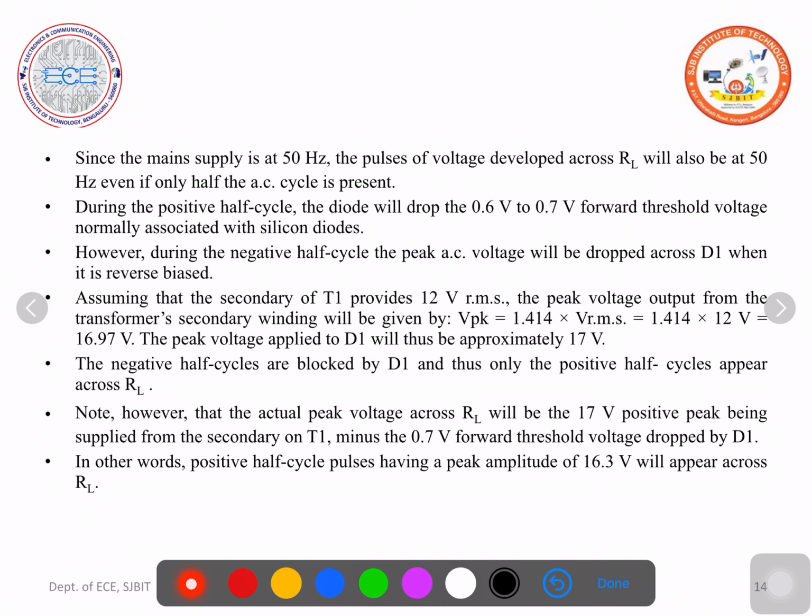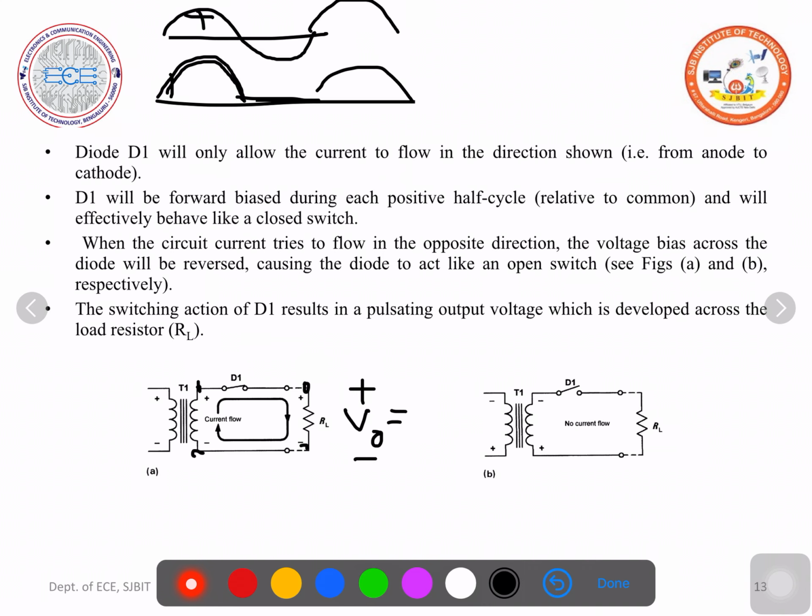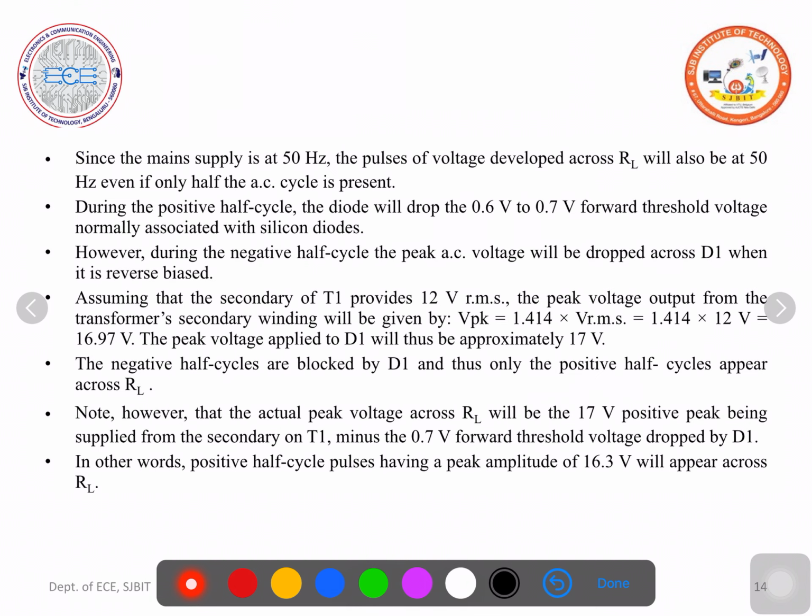Since the main supply is at 50 Hz, the pulses of the voltage developed across RL will also be at 50 Hz. The input frequency is 50 Hz. Output voltage frequency is also 50 Hz. Here, this is one cycle. A cycle is a period after which it repeats itself. The output also repeats after this. So the input and output frequencies are both 50 Hz.